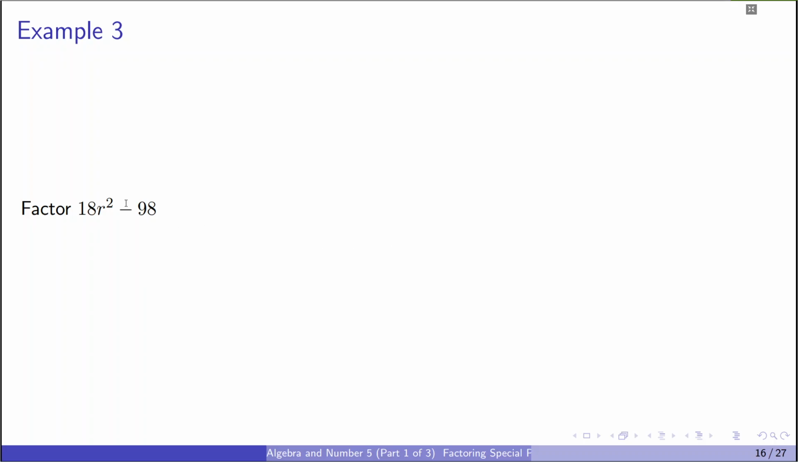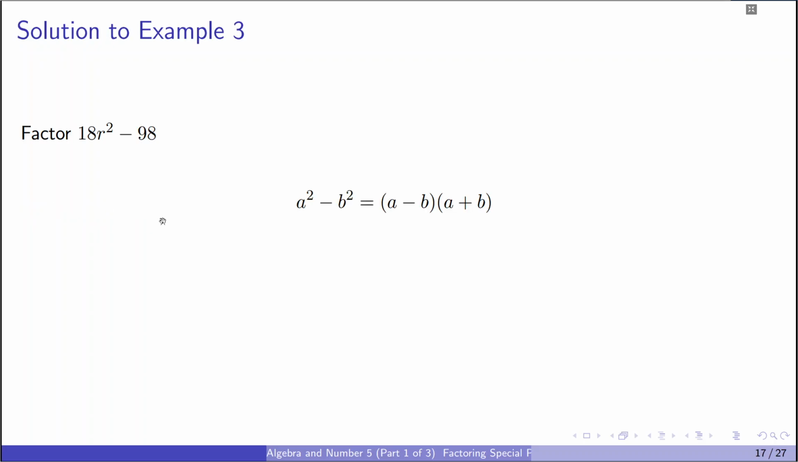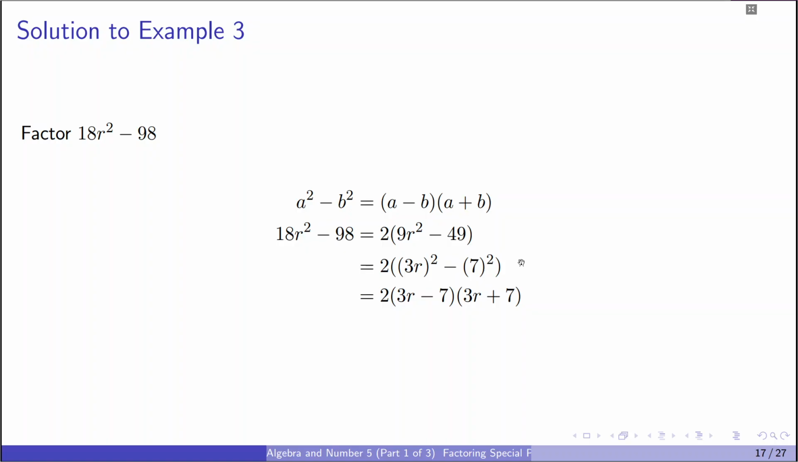We're going to factor 18r squared minus 98. Promising start. We have an r squared. We're subtracting. There's no linear term. It's leaning towards difference of perfect squares, but neither of these is a perfect square. They are both even. So if we pull out that common factor of 2, now we have a difference of perfect squares left. So that 9r squared is a 3r all squared. The square root of 49 is 7. So this becomes 2 times 3r minus 7 times 3r plus 7.